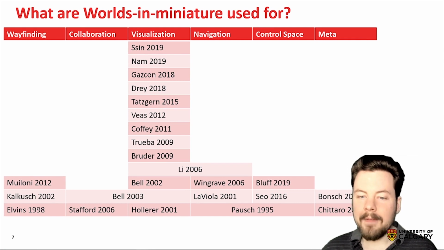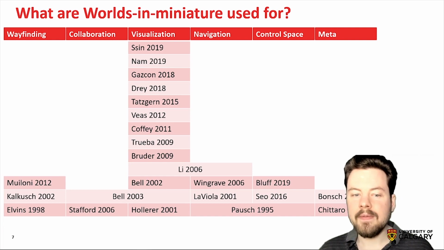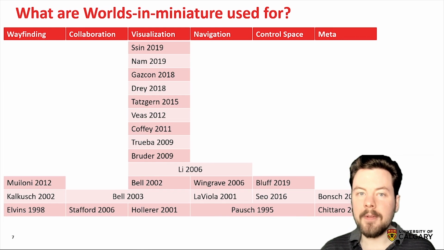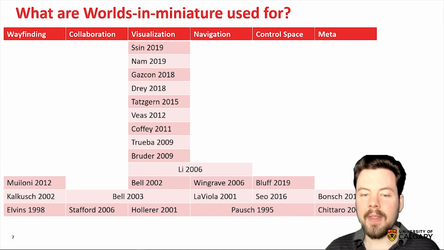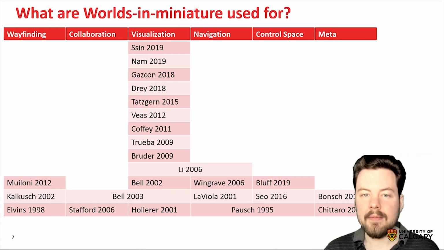They can be used for wayfinding, as you saw in that last example. They can serve as a tool for collaboration around a shared space. They are a close equivalent to an overview and detail system when used for visualization. They can be used to navigate a virtual environment, such as by allowing the viewer to teleport with it, and they can be used as a control space. For example, they can serve as a 3D dashboard of building controls.